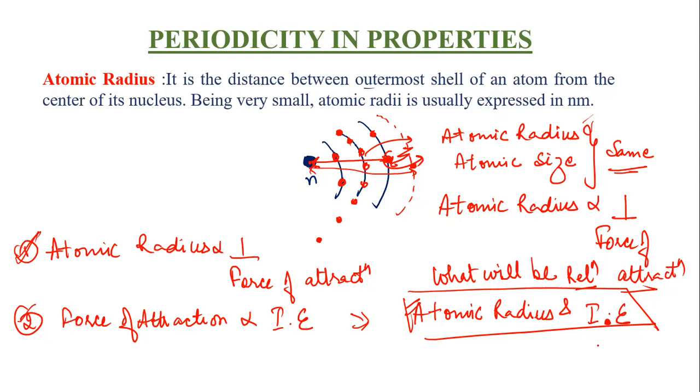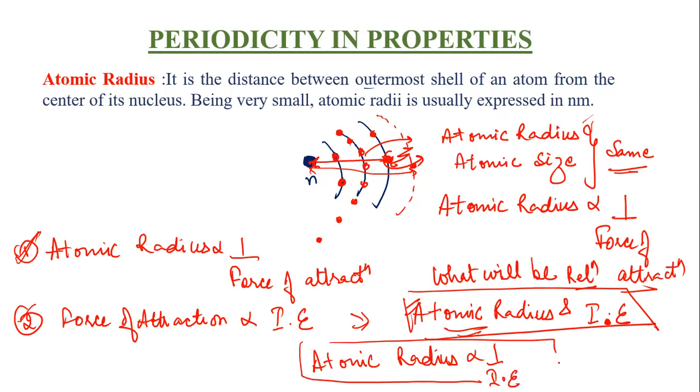Clear? Same thing is this one. Distance is inversely proportional, so atomic radius, very good, Anya, is inversely proportional to ionization enthalpy. Got it? It means the more the radius, the lesser the ionization energy.